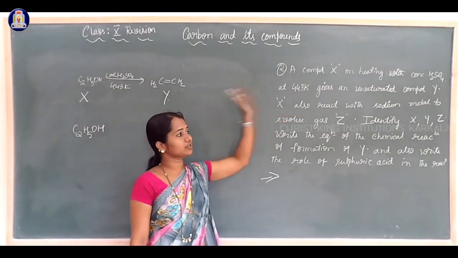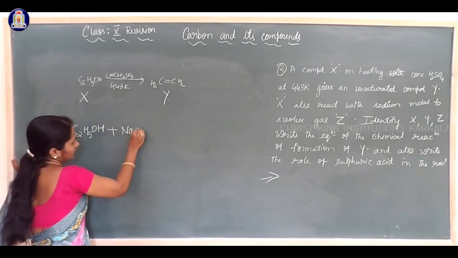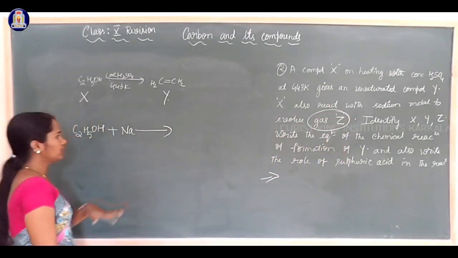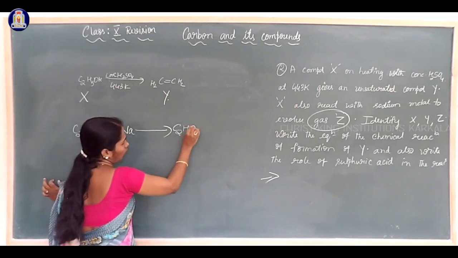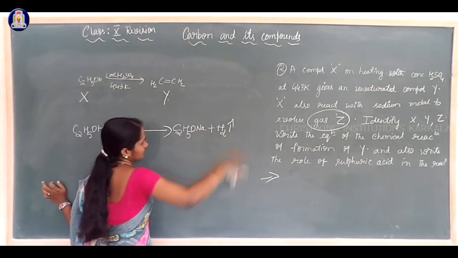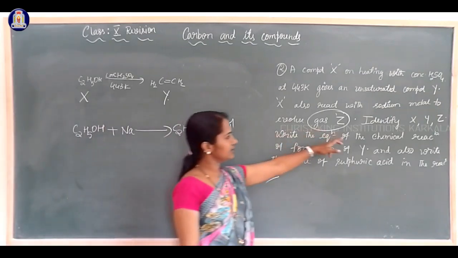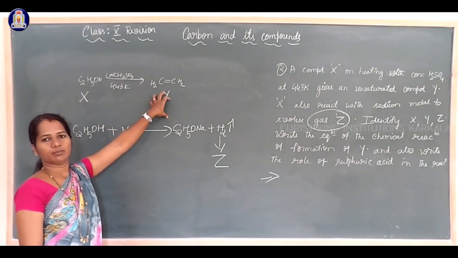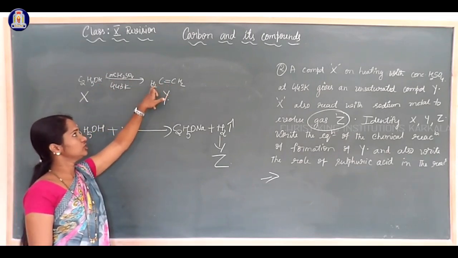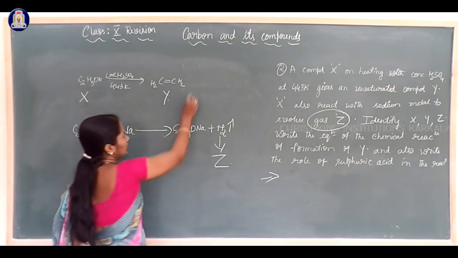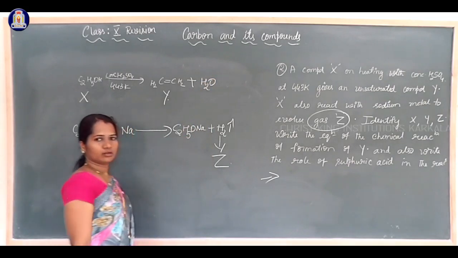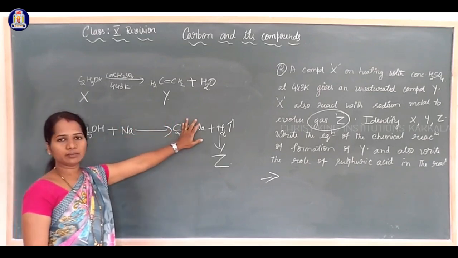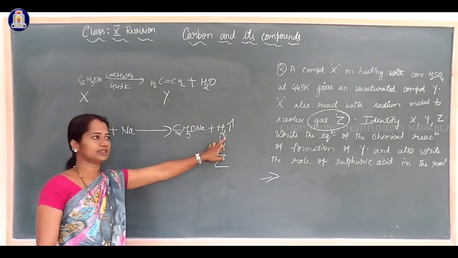C2H5OH also reacts with sodium metal, and sodium metal gives gas Z. So here there are two products: one is C2H5ONa, and with the liberation of gas, that is hydrogen gas. This is called Z. So X is ethanol, and Y, the product we are getting, is CH2=CH2, that is C2H4, which is ethene. Here water is also liberated. Ethanol also reacts with sodium metal. We get sodium ethoxide and the gas is hydrogen gas. It liberates gas Z.